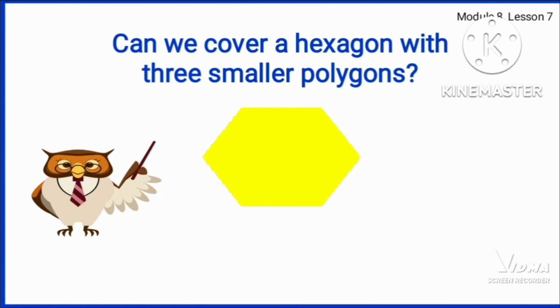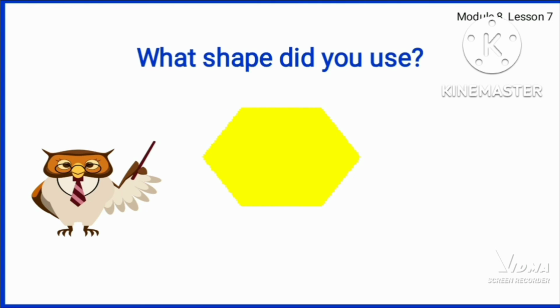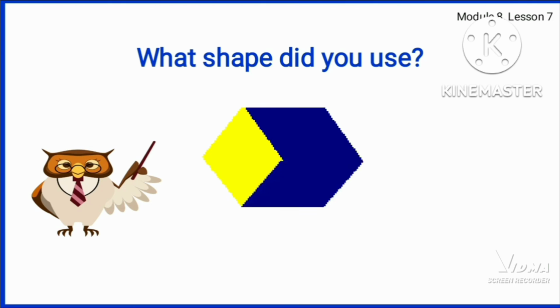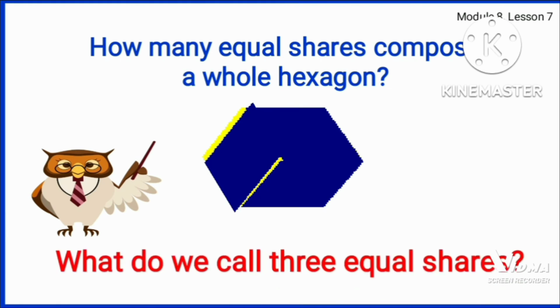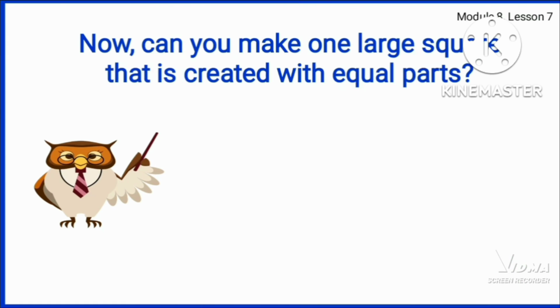Now let's cover this polygon. What is the shape? You can count the sides and find out. Now I'm using a rhombus to cover the sides of this hexagon. There's another one and another to cover the 3 sides. So how many equal shares compose a whole hexagon? 3. What do we call 3 equal shares? Thirds.